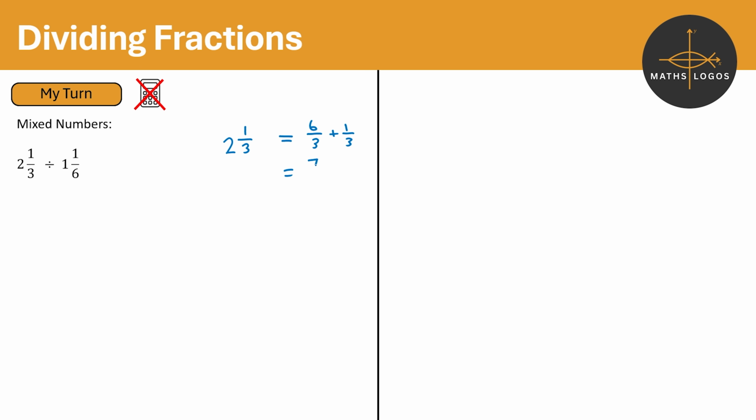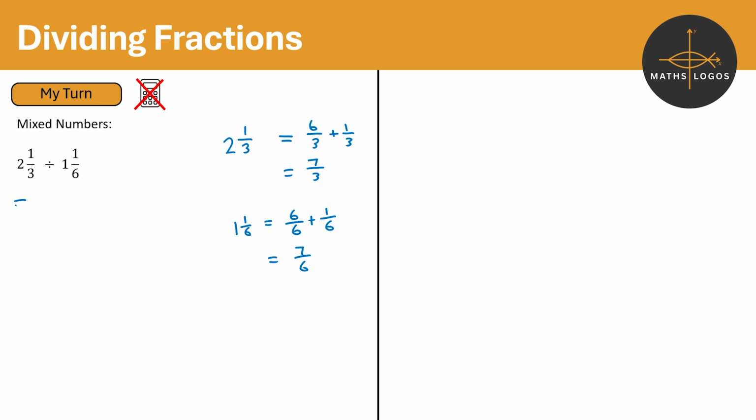6/3 add 1/3 is 7/3. We'll then look at our 1 and 1/6. And same idea, I'll do 6 multiplied by 1 to give me 6. I'll write that over my denominator. And what that means is 6 over 6 is 1. I then have to add on my 1/6. 6/6 add 1/6 is 7/6.